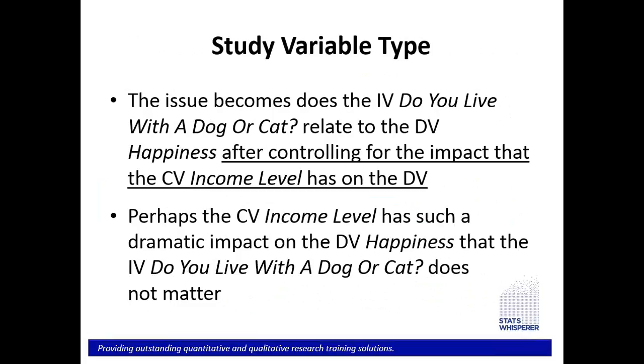Income level could, and that's the operative word, could, because we don't know unless we test for it, have such a dramatic effect on happiness that whether you live with a dog or a cat may not matter at all. Or income could have a dramatic effect on happiness, and living with a dog or cat could also have a dramatic effect on happiness together. But we don't know, perhaps, if income overshadows the pet ownership unless we control for it in our model.